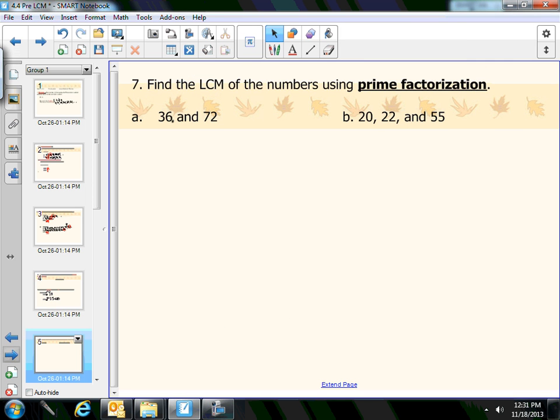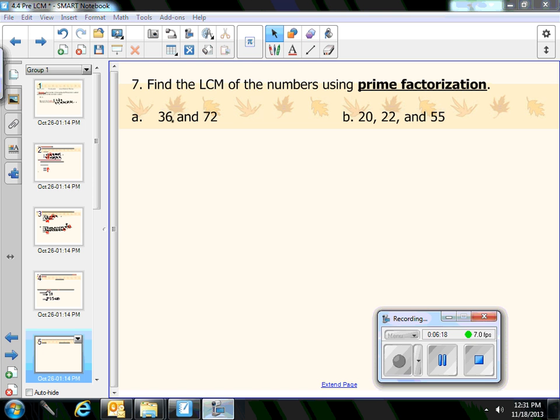So now we're going to try to find the least common multiple of the numbers using prime factorization. I'm going to pause the video, let you refer to the previous example, do the prime factorization, then the LCM, and we'll come back and check it.